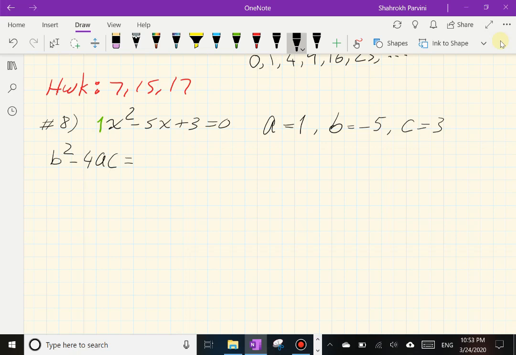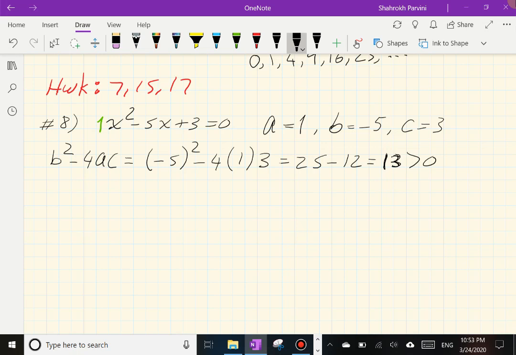So B squared minus 4AC means it's going to be negative 5 squared, minus 4 times A is 1 and C is 3. So negative 5 squared is 25, minus 12, and that's going to be 13. Now note, 13 is positive, right? So this is what the discriminant is, 13.